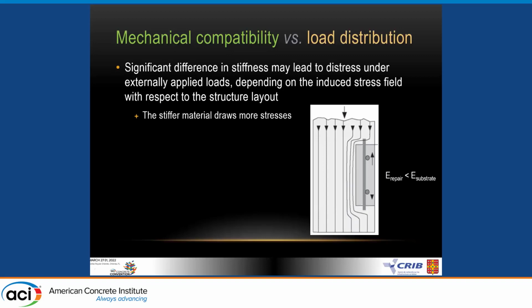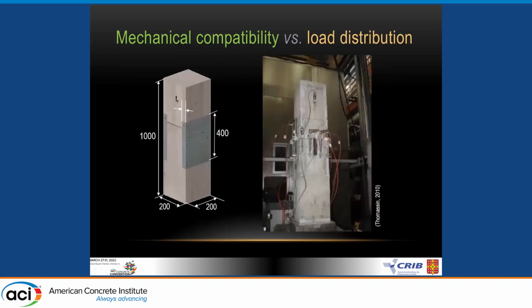So whenever there's a significant difference in the elastic moduli of the two materials, repair material and the base concrete, you'll have some stress concentration, either outside the repair or in the repair itself. And it causes some very significant stresses at the interface, which eventually might initiate cracking and, to some extent, debonding. So let me show you the result of an experiment.